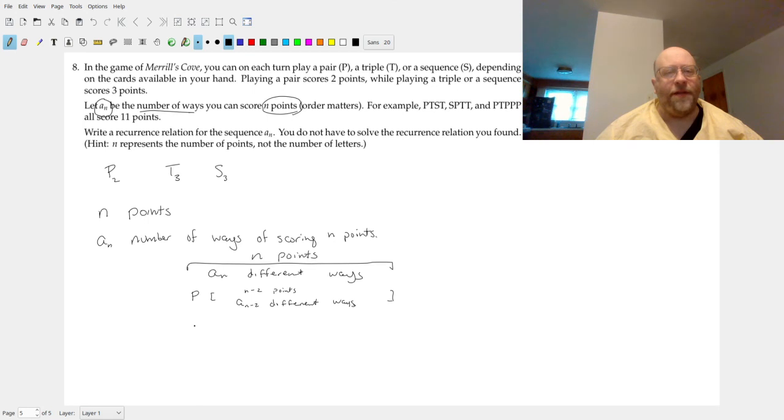Or I could start with a T, in which case I would have n minus 3 points to finish the game. And that can happen in A sub n minus 3 different ways. Or I could start with an S, and that would also be n minus 3 points, and A sub n minus 3 different ways.